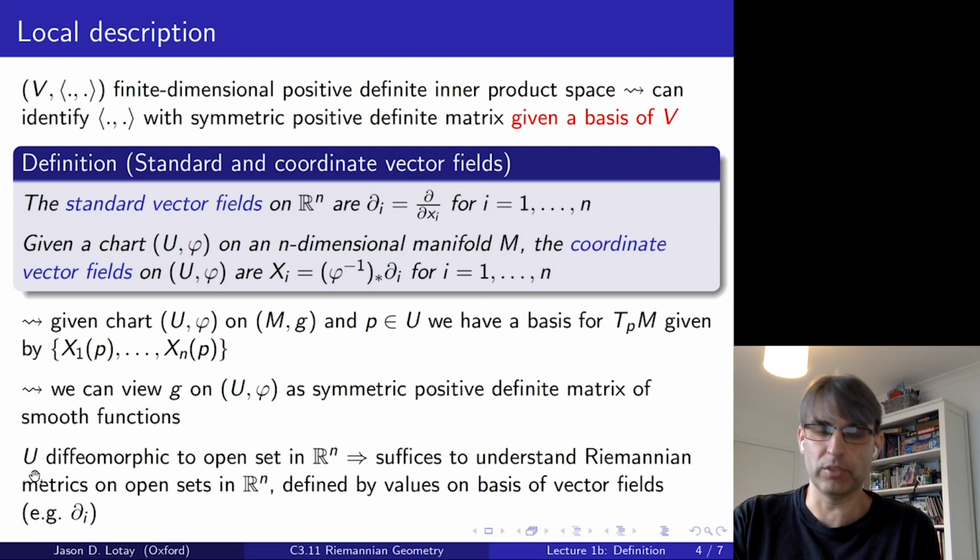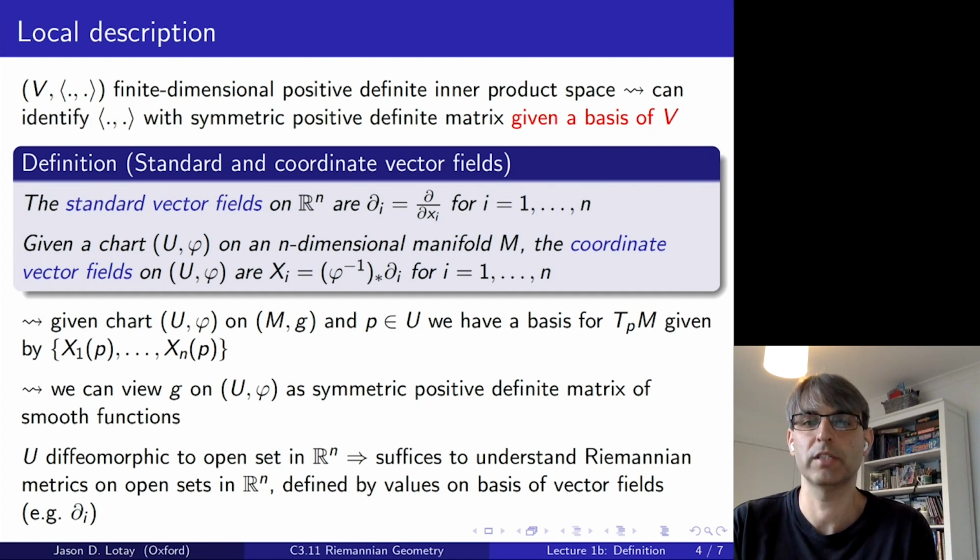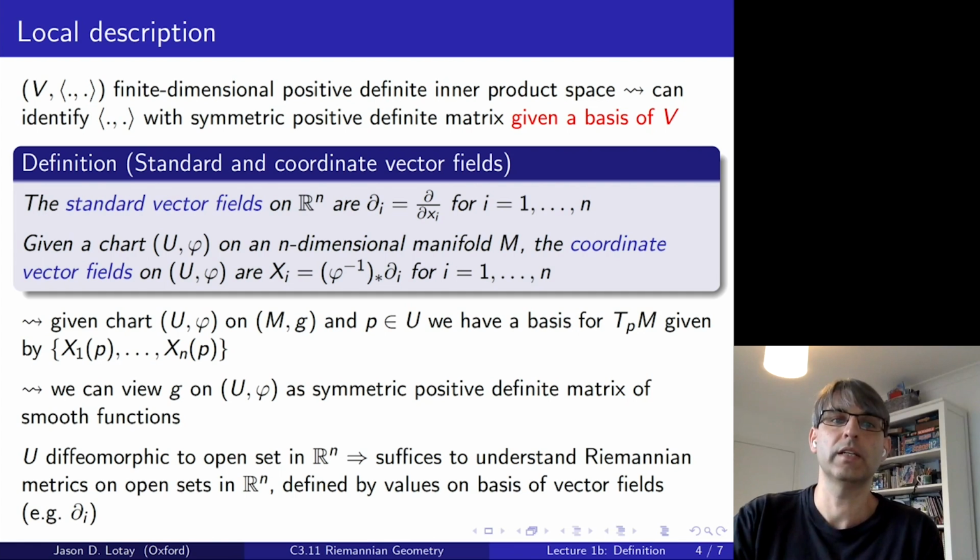Now, it's also important to remember that our open set U in M is diffeomorphic to an open set in Euclidean space. And what that will mean, as we shall see, is that it's enough to understand Riemannian metrics just defined on open sets in Euclidean space. So this was one of the take-home messages from the study of manifolds, that many things can be understood locally. So you can just do all of your calculations on Euclidean space and then patch them together to understand what the answer is on the whole manifold.